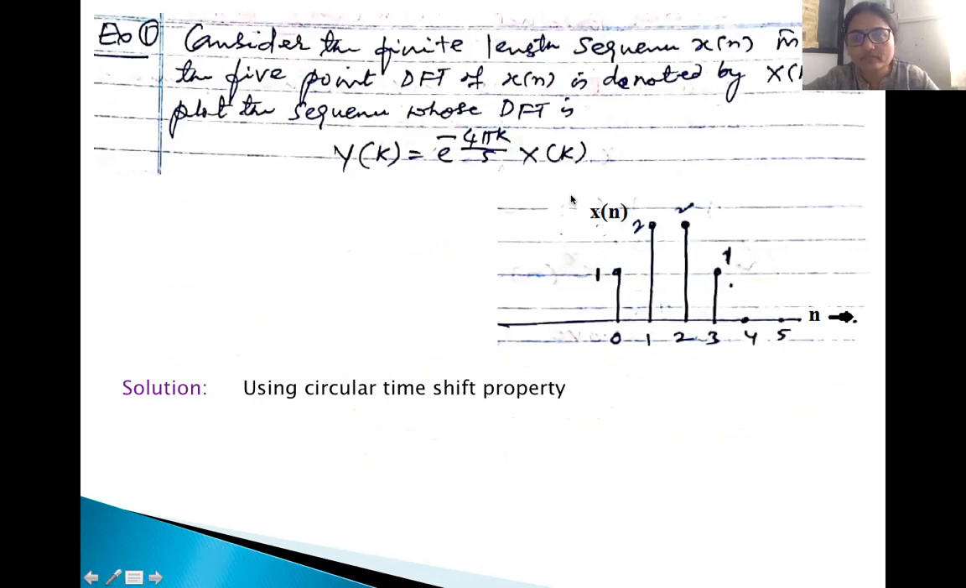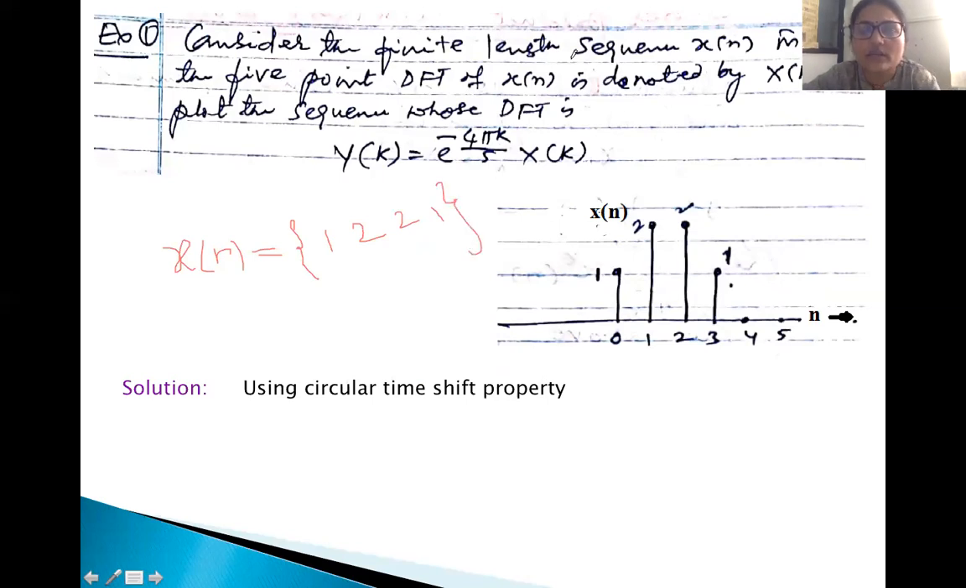Okay. Now here the input sequence is given, and this is my input sequence x of n. How do you write this x of n sequence? How do you write this? X of n is equal to, amplitudes at 0th position 1 2 2 1. So my sequence is 1 2 2 1.